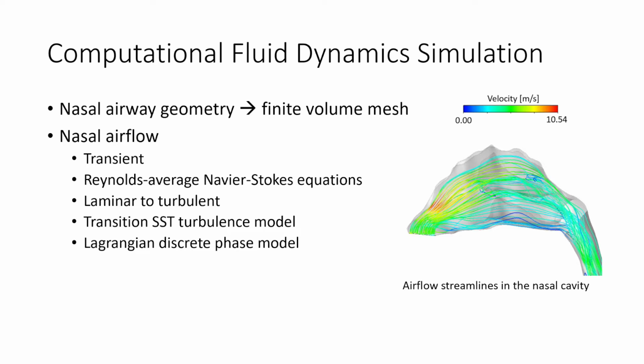To simulate the drug delivery process, we used computational fluid dynamics and ANSYS Fluent software. A finite volume mesh was generated for the nasal airway, and nasal airflow was simulated using the Reynolds-averaged Navier-Stokes equations. The airflow is modeled transiently, as the airflow rate was described by a realistic inhalation waveform. Also, the laminar to turbulent transitional flow was resolved using the four-equation transition SST turbulence model. Finally, a Lagrangian discrete phase model was used to calculate the trajectories of drug particles, including the effects of various forces such as drag and magnetic forces.